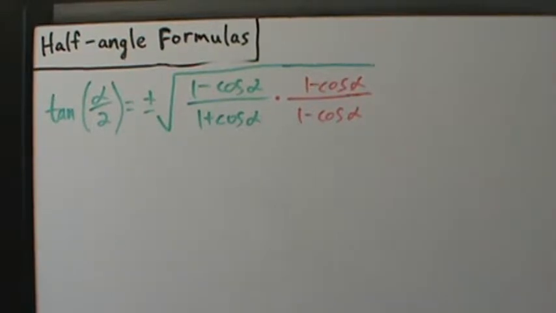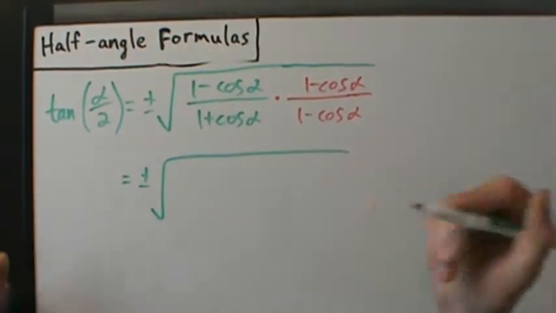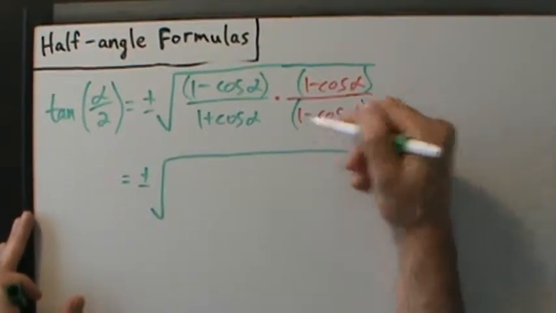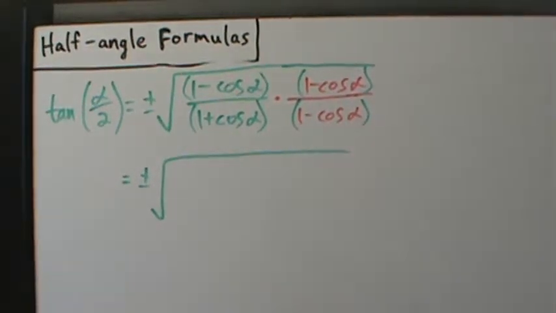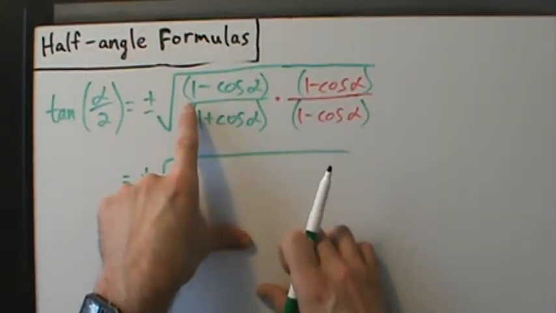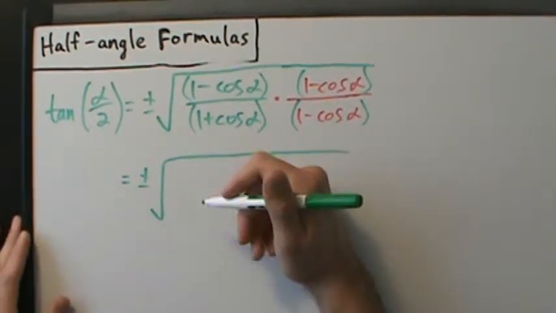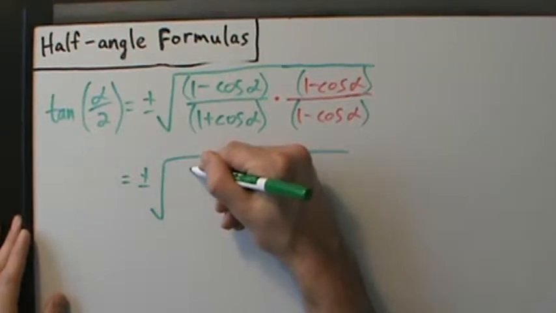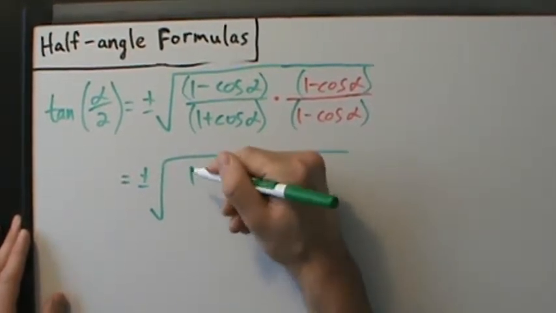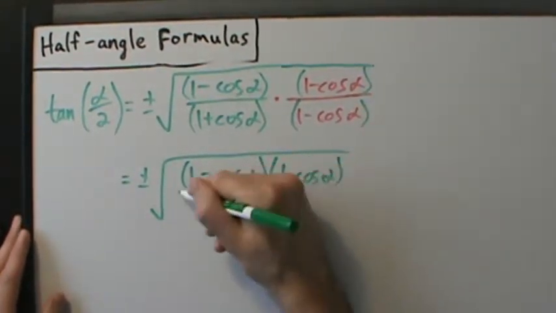Well, let's see. That's going to give us plus or minus the square root of what happens on the top. So we're really just going to FOIL now, on the top and bottom separately. If we FOIL on the top, what we have is 1 minus cosine alpha times 1 minus cosine alpha. Let's leave it like that for now and see if we can FOIL that later.